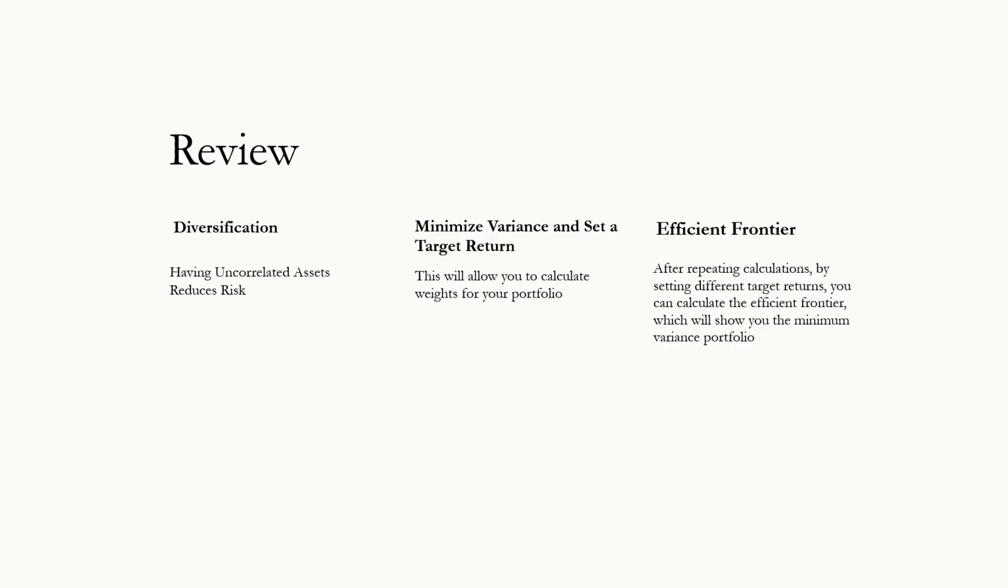So let's review. Diversification first is what we went over. Having uncorrelated assets reduces risk. Minimize variance at a set target return. This will allow you to calculate weights for your portfolio. And then finally, the efficient frontier. After repeating calculations by setting different target returns, you can calculate the efficient frontier, which will show you the minimum variance portfolio.